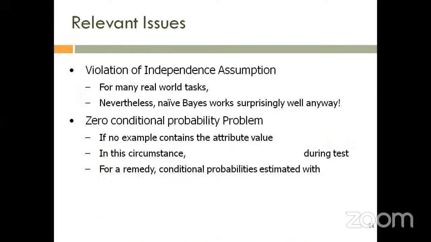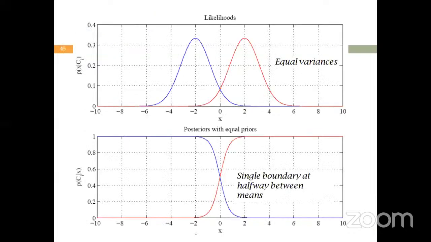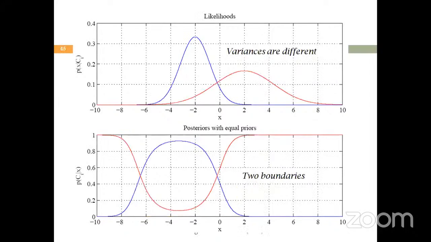Okay, violation of the independence assumption. For real world tasks, Naive Bayes works surprisingly well. Then zero conditional probability: if no example contains an attribute value in this particular circumstance, you need to do the test. The remedy is that the conditional probability is estimated. Okay, I will take the Bayes theorem separately.